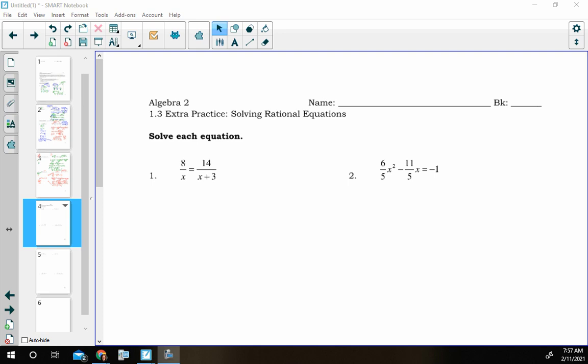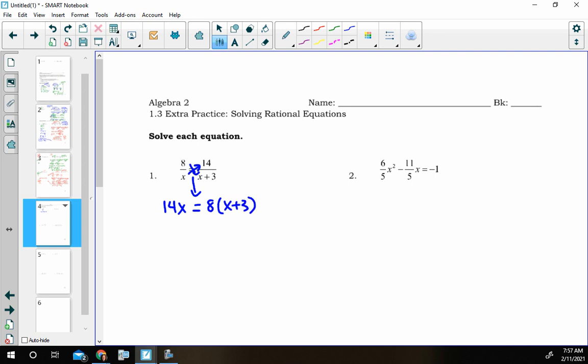Alright, so in this video, I am just going to be going through the 1.3 extra practice, solving equations. So in the first one here, the easiest thing to do since you only have two fractions is to go ahead and cross multiply. Doesn't really matter which way you start. Drop the equal sign in the center. Just make sure when you have two things like a binomial, it's going to go to everything. So that 8 is going to go to the x and the 3.